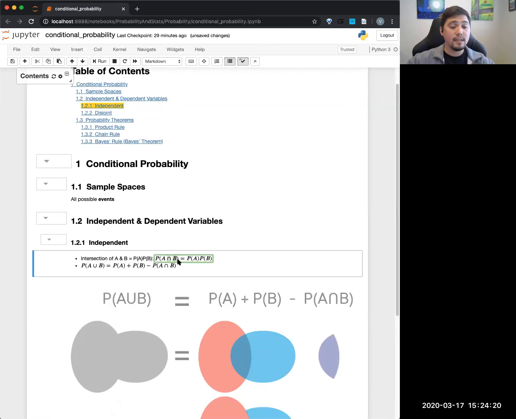And so we say things are independent if the intersection of A and B is just the probability of A times the probability of B. So mathematically noted like this, we just say the probability of A intersection B, or the probability of A and B happening together, equals the probability of A times the probability of B. Okay, all making sense? Cool.